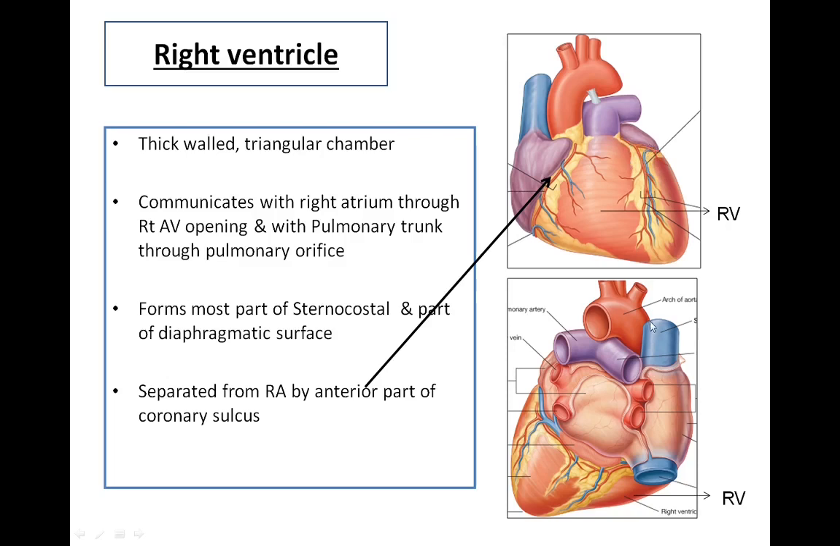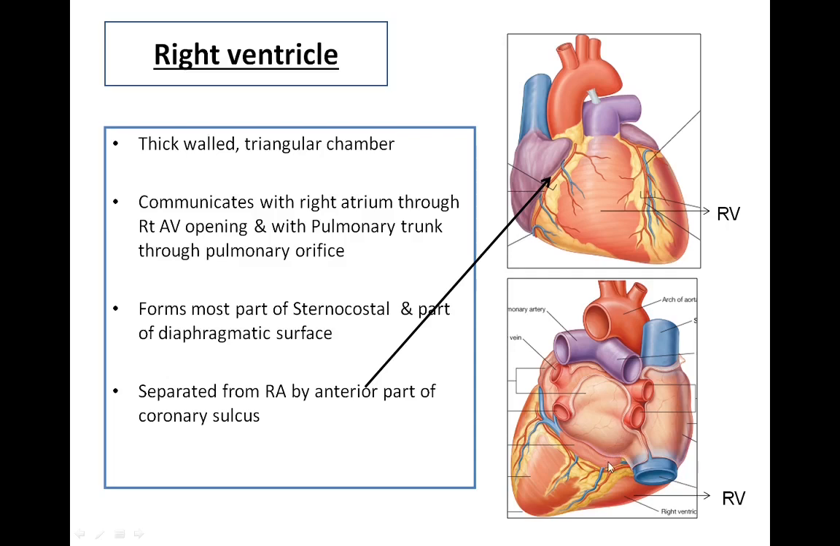So now our right coronary artery comes out, then it traverses through the anterior aspect of the coronary sulcus, then reaches the inferior border, then it goes through the posterior part of the coronary sulcus up to this area.